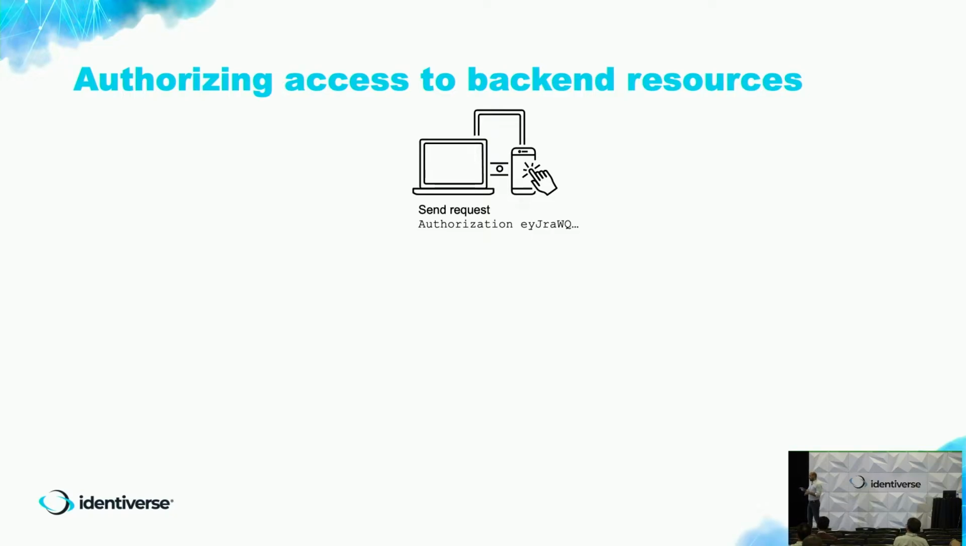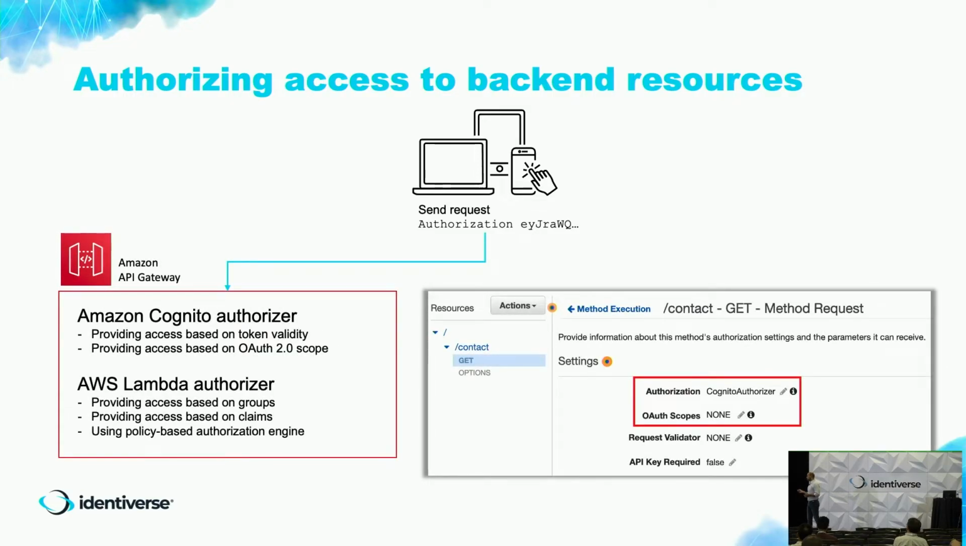But at the end of the day, authorizing access to backend is not much different than what you are doing today. You authenticate users, you get tokens, or you get a session, and you want to pass this session or token back to your backend for verification. The standard way to do this is passing the token in the authorization header. And if you are building your backend in API Gateway, you have multiple options to do authorization there.